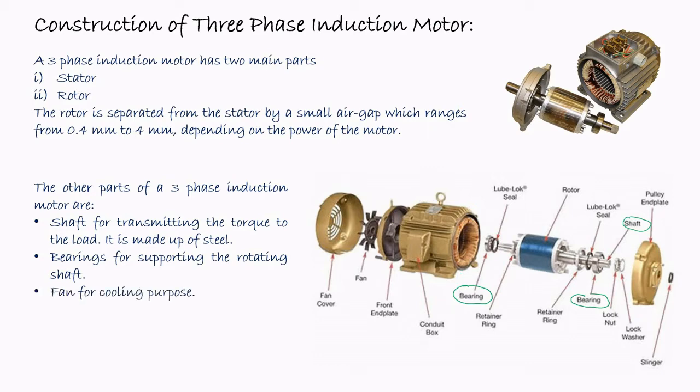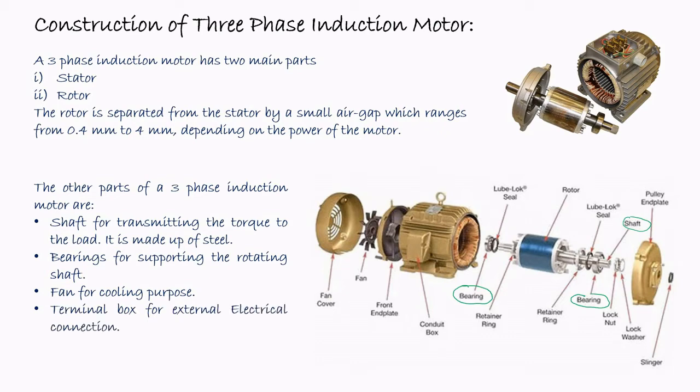Next, the fan is also connected to the shaft. This is basically for the cooling purpose. When the induction motor is in a running condition, different types of losses occur in the motor. These losses basically convert to heat energy. Therefore, to dissipate the heat energy, the fan is connected to the shaft, and this is for the cooling purpose of the machine.